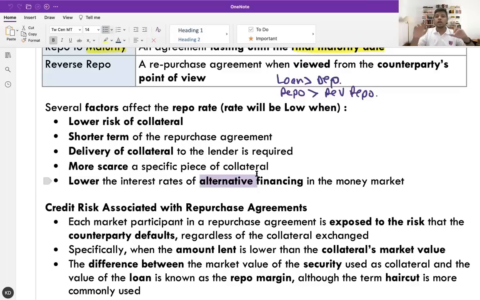So if the other options like central bank funds or interbank funds are also low, then the repo rate will be low. So under what conditions will the repo rates be low? If the collateral provided is less risky, if the duration is short, if the collateral is delivered, if the collateral is very scarce in the market, if it's of high quality, and if the other options are cheaper, then the repo rates will be low. Clear?